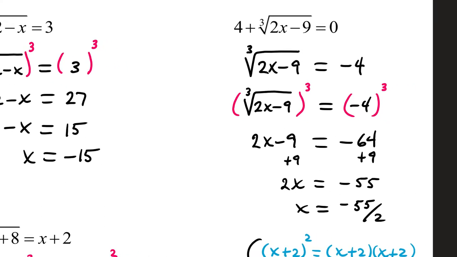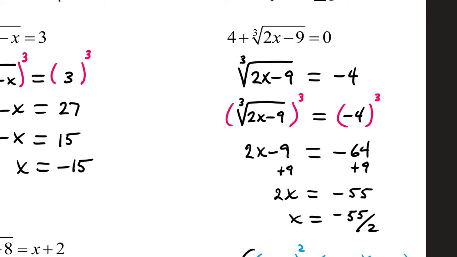The example to the right, we have 4 plus the cube root of 2x minus 9 equals 0. Our radical term is not isolated, so let's subtract 4 on both sides. Cube root of 2x minus 9 is equal to negative 4. Now we can work on removing the radical. Cube both sides. The cube root of 2x minus 9 cubed is 2x minus 9. 3 negative 4's have a product of negative 64.